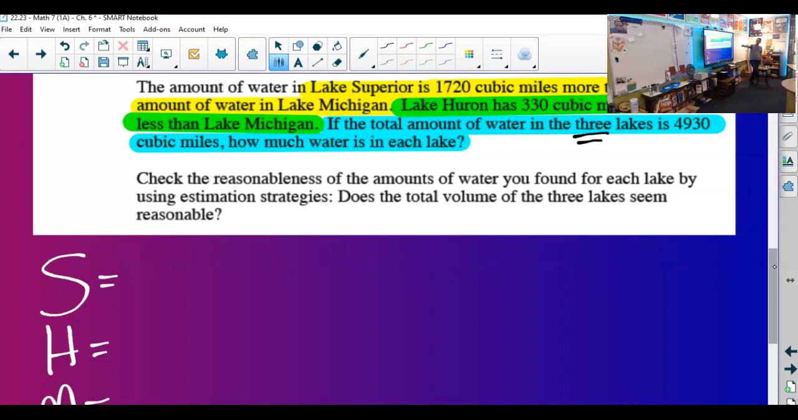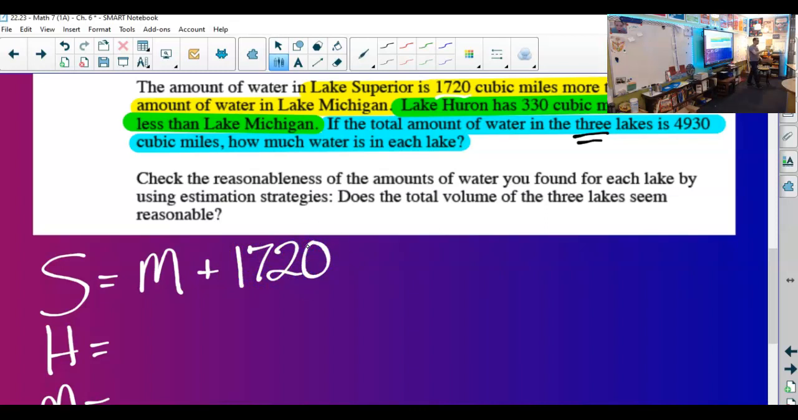Nate, what do they tell us about Superior? Should be highlighted on your paper now. Superior is 1,720 cubic miles more than Lake Michigan. So how could I write that? For S equals, what am I going to write there? 1720 more than Lake Michigan. Well, what did we use for Lake Michigan? M. Plus, well, what was the number again? 1720, because it's here on your paper, right? It should be highlighted. So S equals M plus 1720, because that's what they just told us.